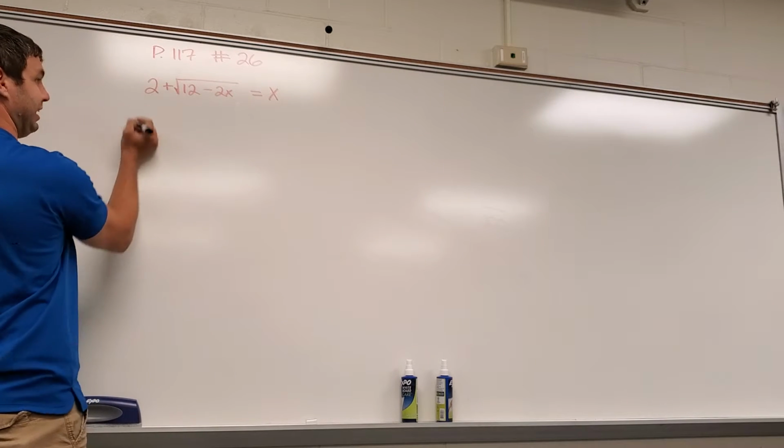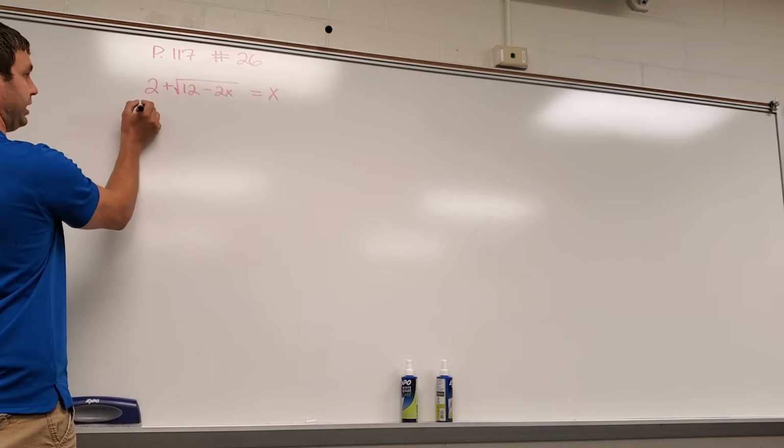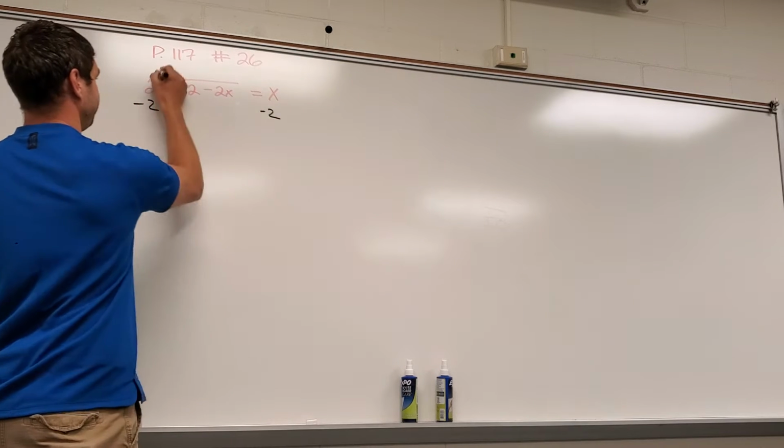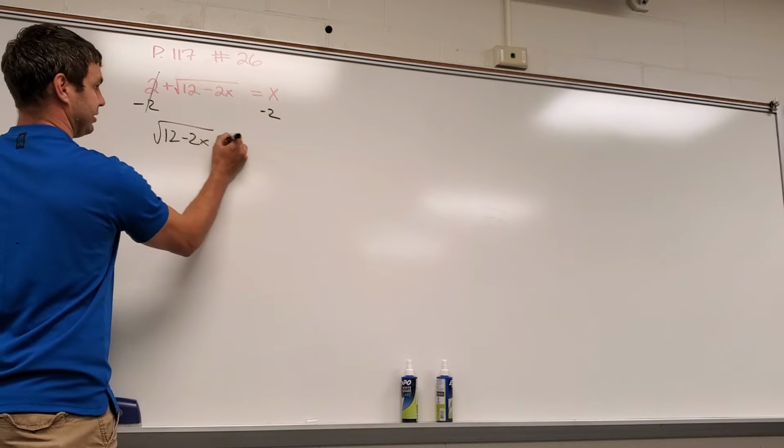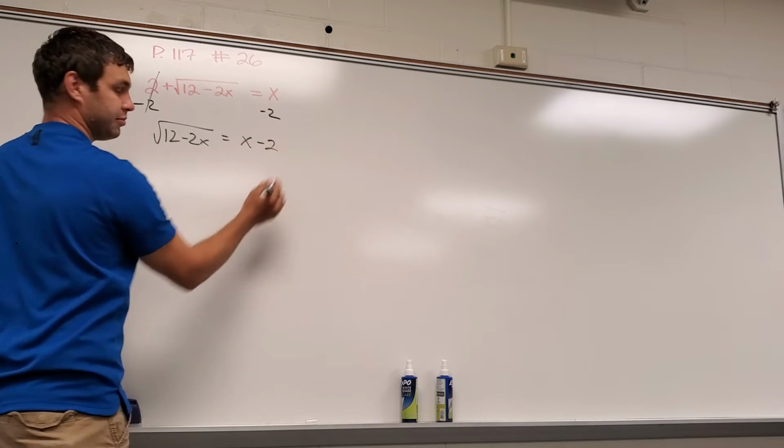So I'm going to take what's on the outside of the square root, this 2. Since it's a positive 2, I'm going to subtract it to the other side. All right, that leaves me with the square root of 12 minus 2x equals x minus 2.